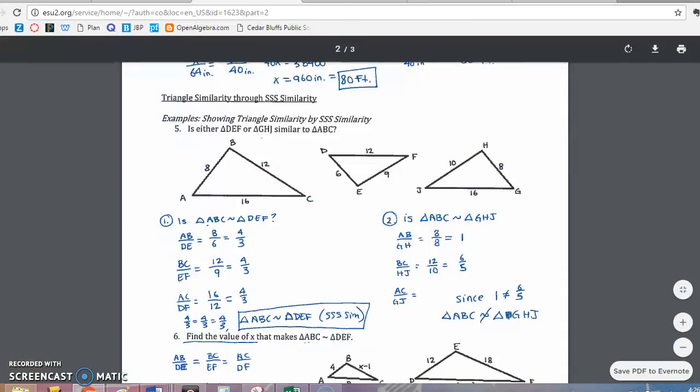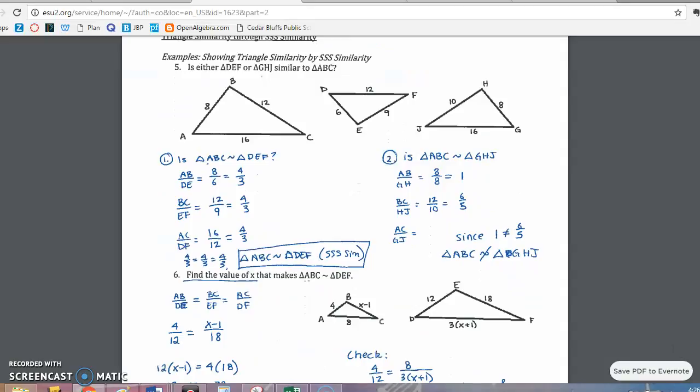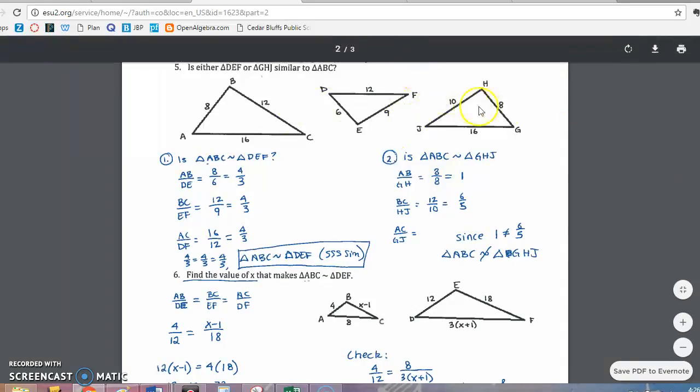So if we come back to the notes here, we can do these examples. We're going to show whether this triangle ABC is similar to DEF or GHJ. So we're going to set up the first one: we want to know, is triangle ABC similar to triangle DEF?